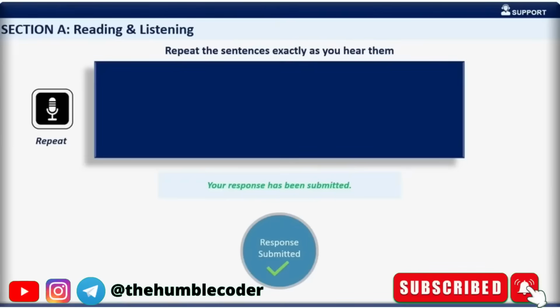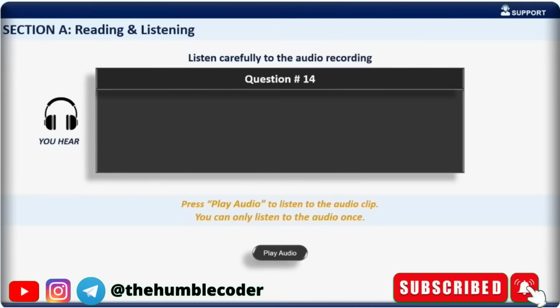Okay, the answer for this is: the teacher handed over the assignment, explaining the instructions in detail. Moving on to the next audio.